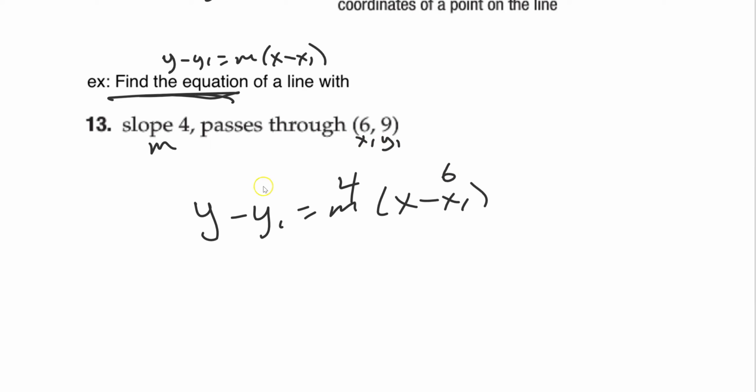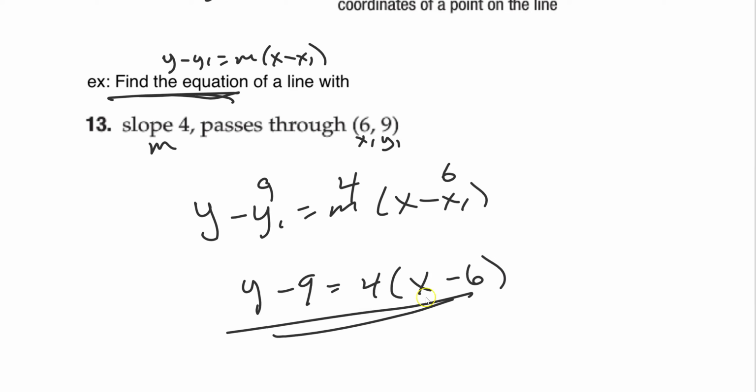So this is 6 and this is 9, and you are done. Unless I specifically ask you to put it in a certain form, like I could say put in standard form or put in slope-intercept form, that's an answer. If they just want an equation, you're done. Now if they say put in slope-intercept form, then you have to distribute.